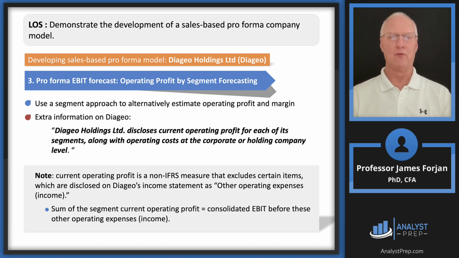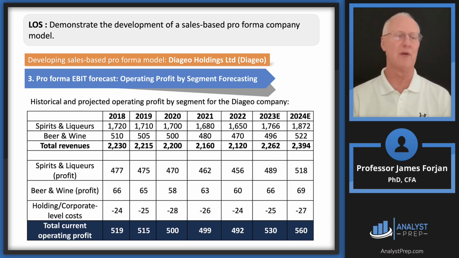All right, how about this pro forma EBIT forecast, segment forecasting? Here's a quote: we disclose current operating profit for each of its segments along with operating costs at the corporate or holding company level. Okay, down at the bottom, there's a little formula for the sum of the segment current operating profit. All right, so let's take a look at the combination of the two.